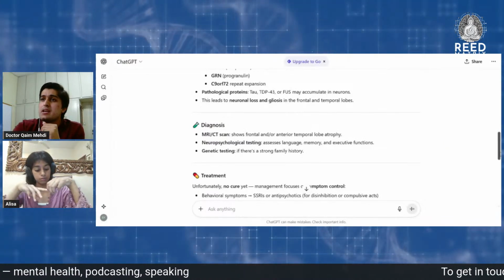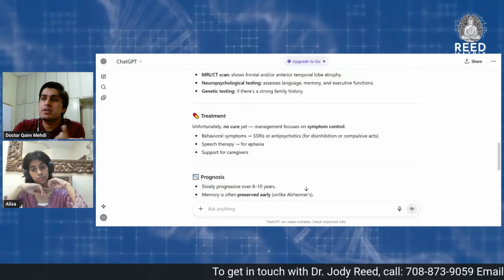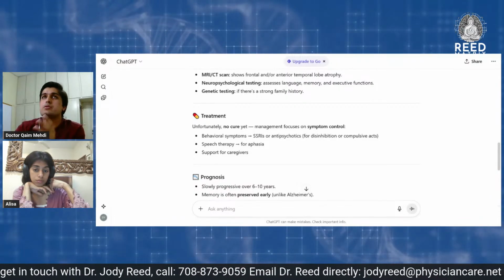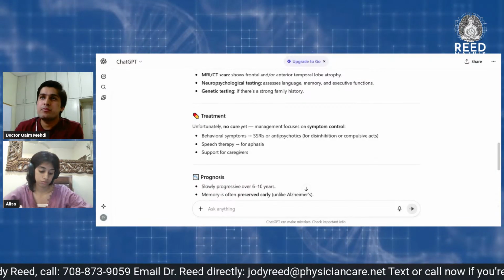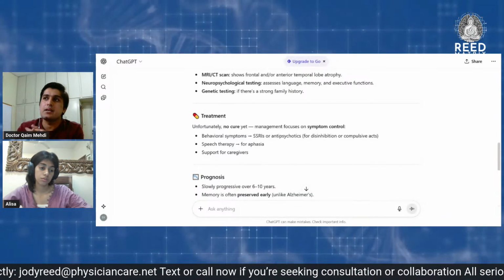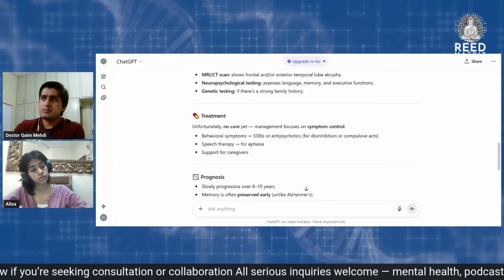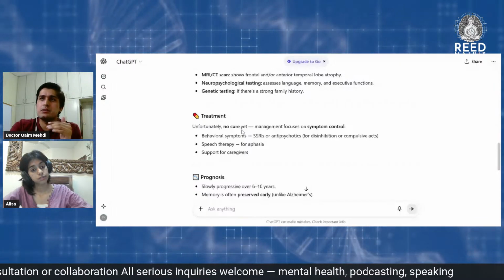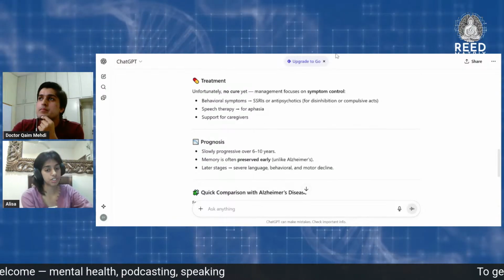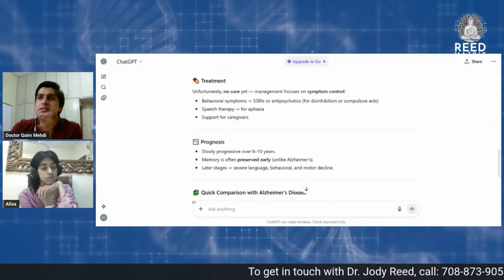Now, how can we treat this? Unfortunately, there is no cure yet. We can do nothing about it. So management focuses on symptom control. In medical sciences, if we don't know the definitive treatment of any disease, we treat the patient symptomatically. Whatever symptoms appear, we try to treat those symptoms so that the person can have the normal functioning of life. So it's like an indirect treatment of the disease. It is not actually a treatment of the disease. It is treatment of the symptoms.